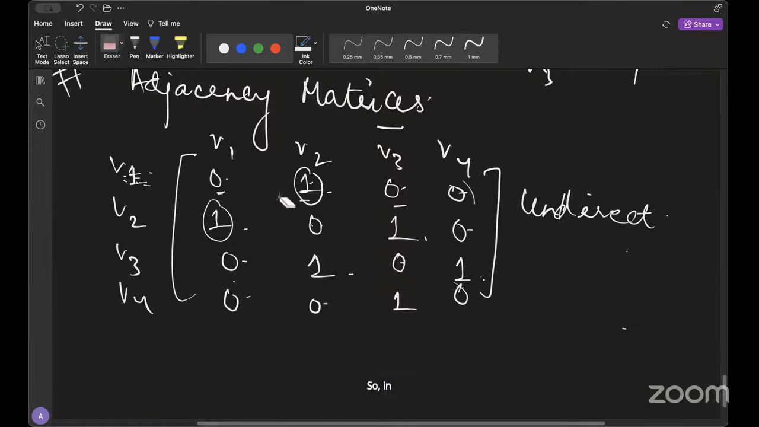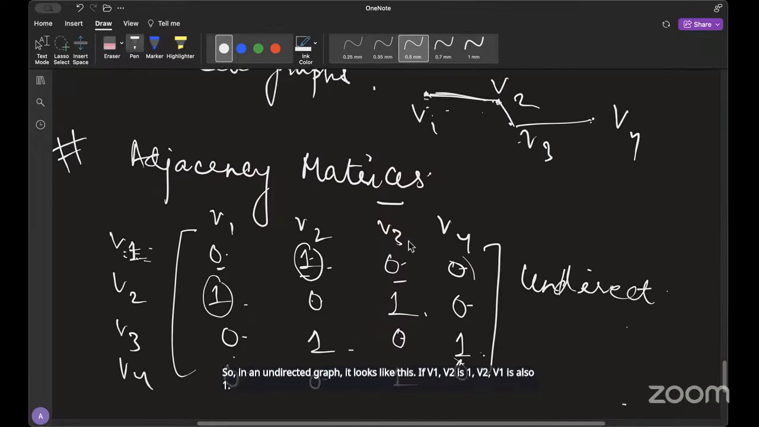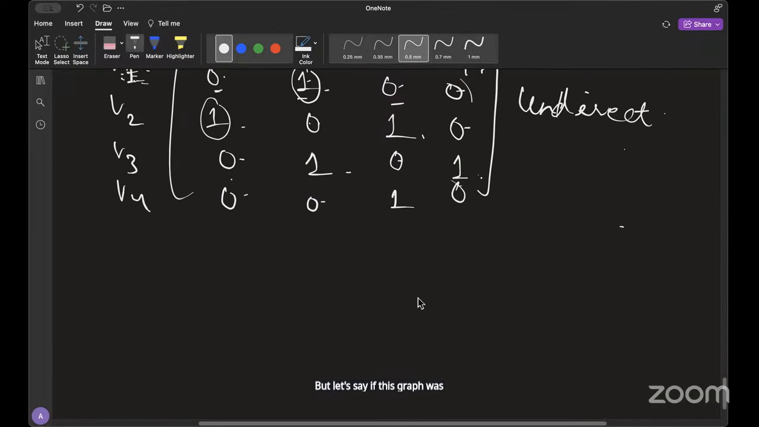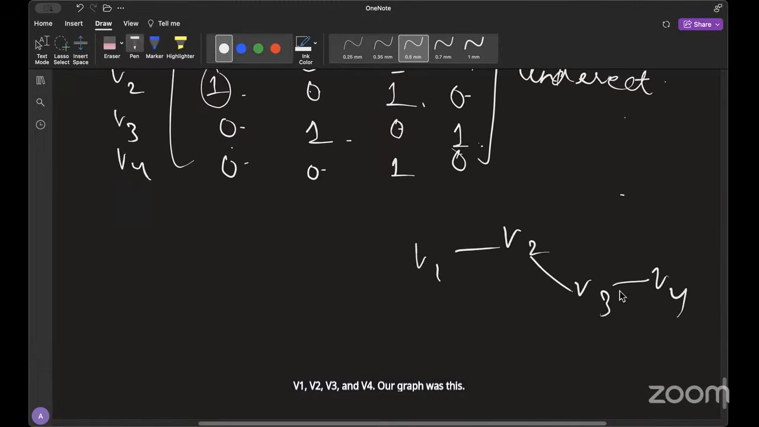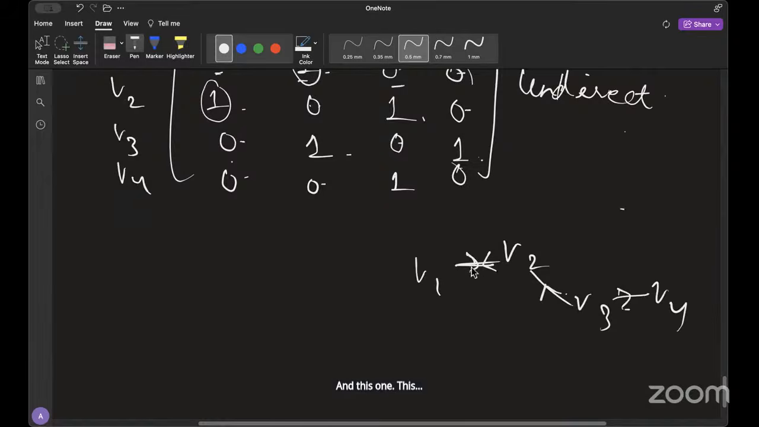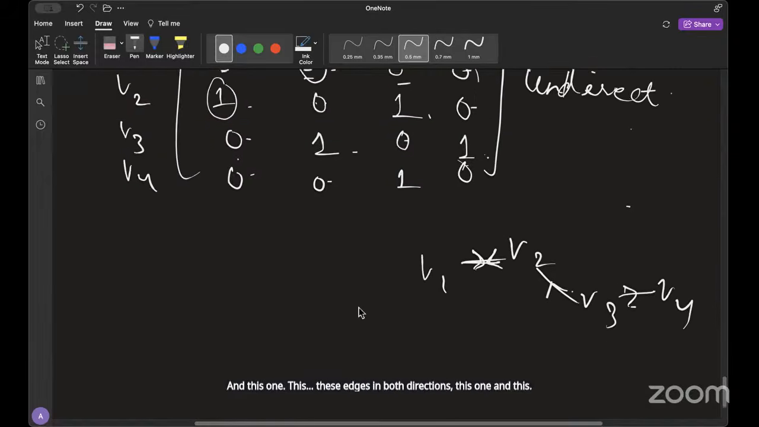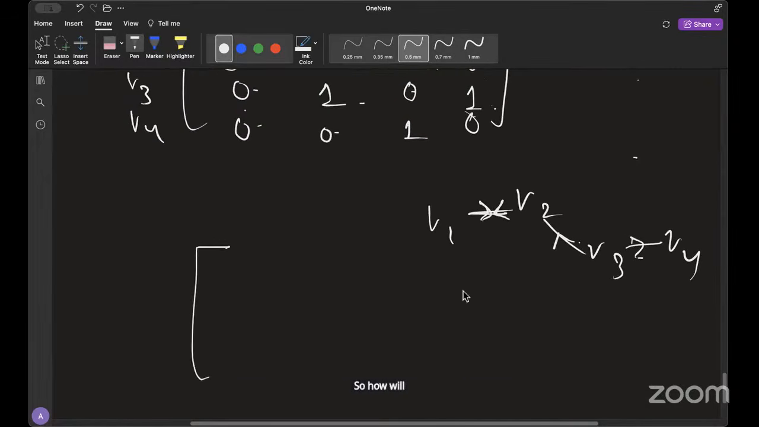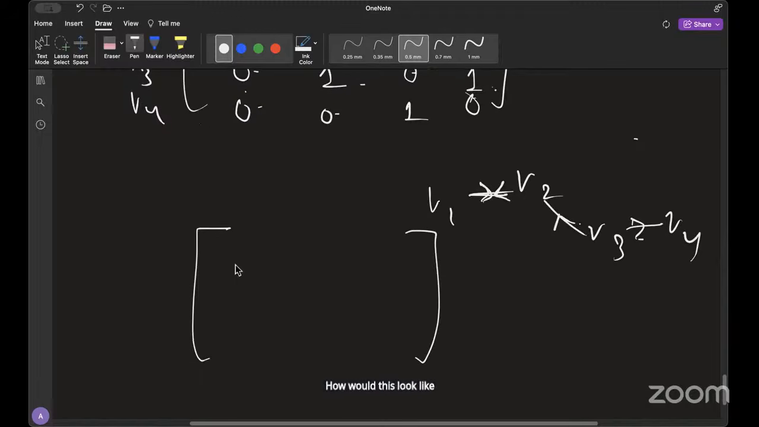So in an undirected graph, it looks like this. If V1, V2 is 1, V2, V1 is also 1. But let's say this graph was directed, with V1, V2, V3, and V4. Let's say now we have directions, this one and this one, and this edge in both directions, this one and this. So how would this look?